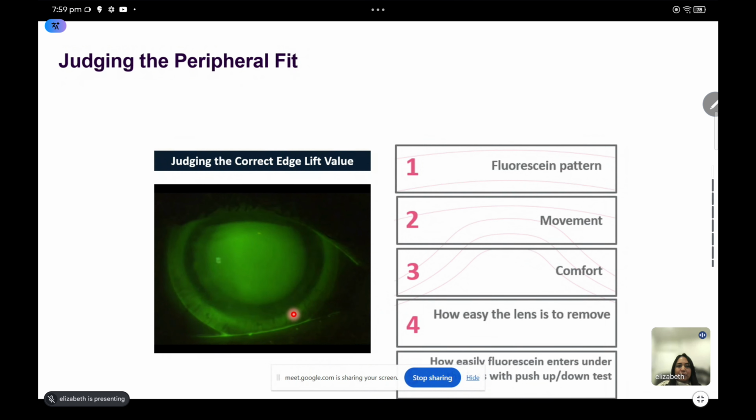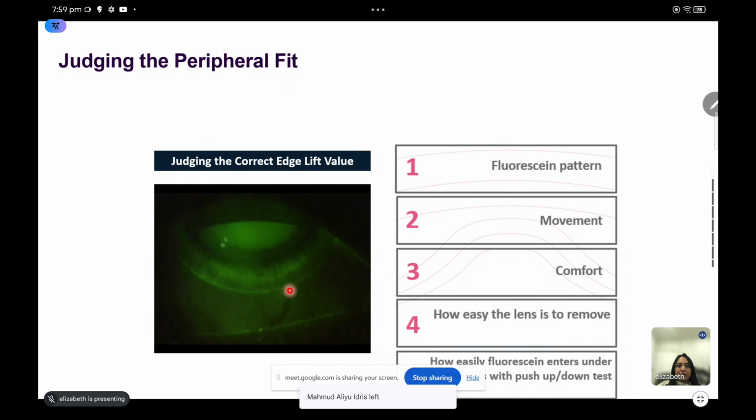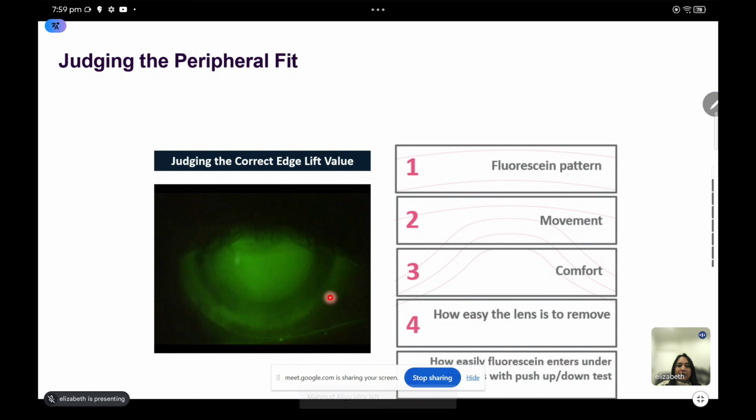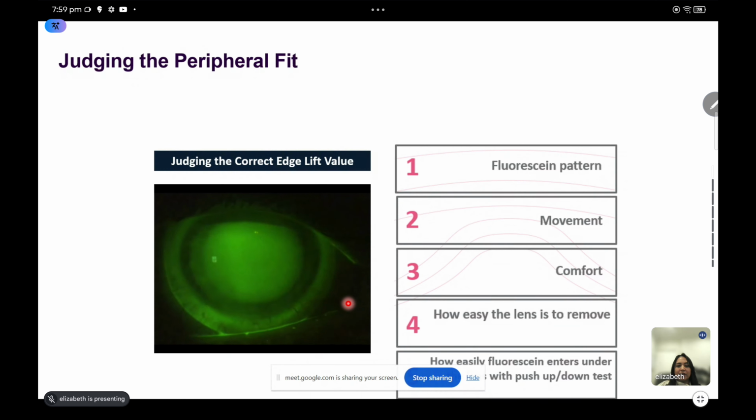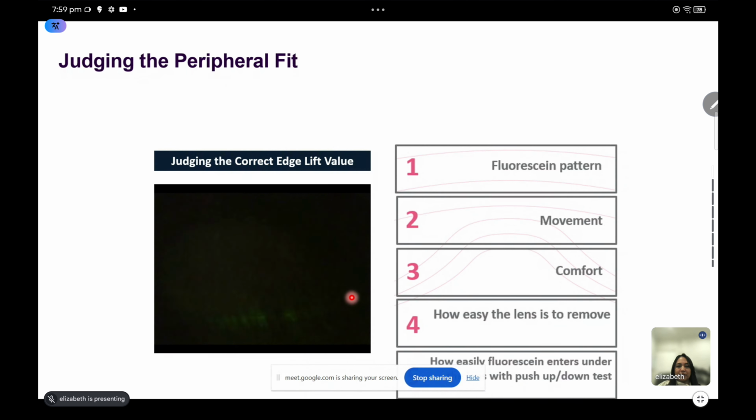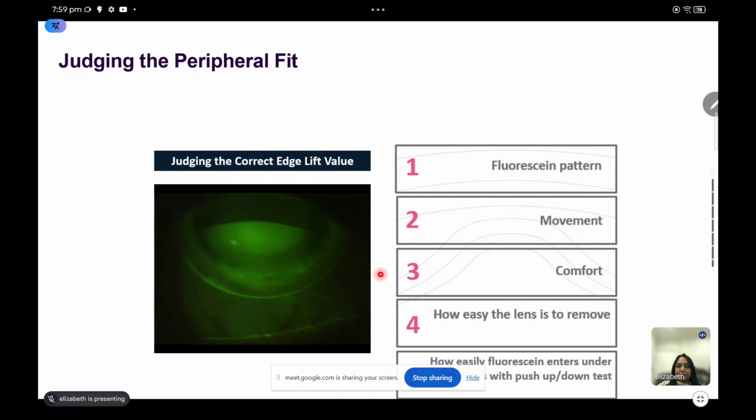We've got that fluorescein band all the way around the limbus. And that's how we know that the edge of this lens is good and that it's landing nicely over the sclera and it's still allowing movement of tears under the lens.